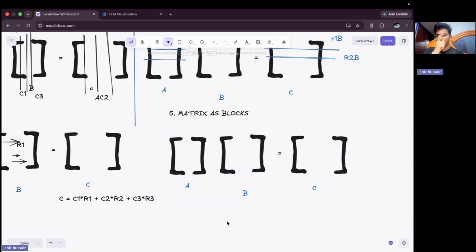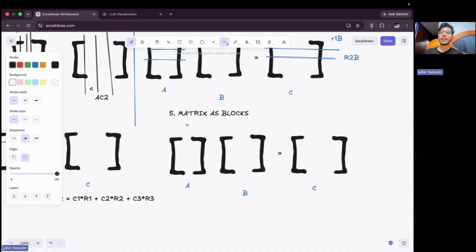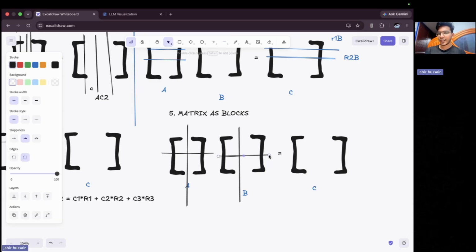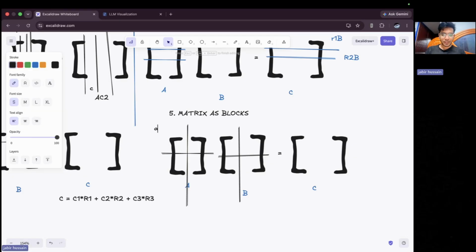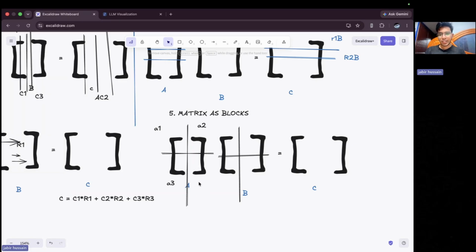Now what we do in matrix as blocks is break our matrix into different pieces. I'm breaking my given matrix A into 4 pieces. Similarly, I'll break matrix B into n number of pieces. Here I'm breaking it into 2 pieces. When I put these 2 lines, I'm getting 4 different segments. Now assume that this particular block, let me write it here, is A11 with small representation A1. Here A2, this is A3, and this is A4.